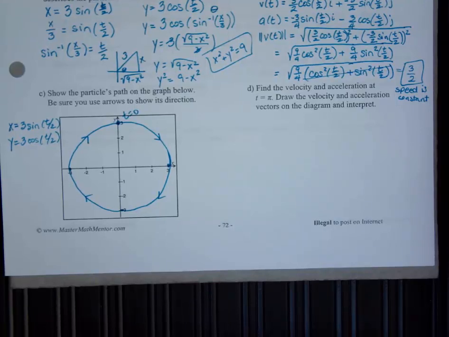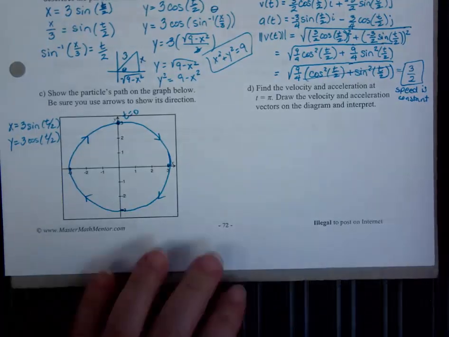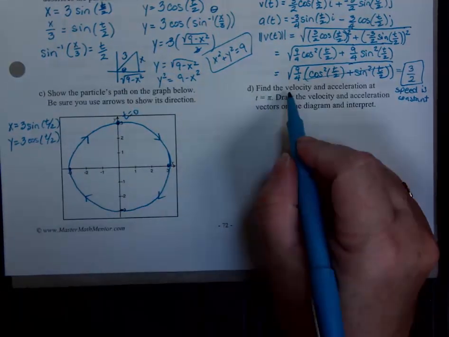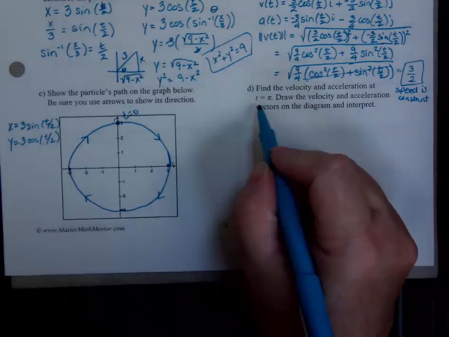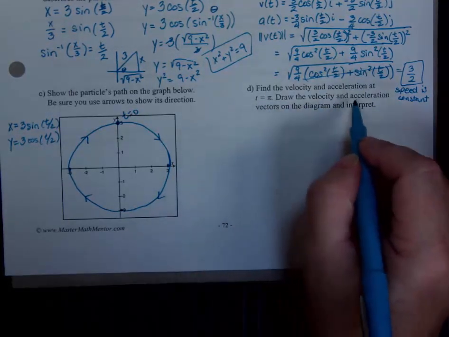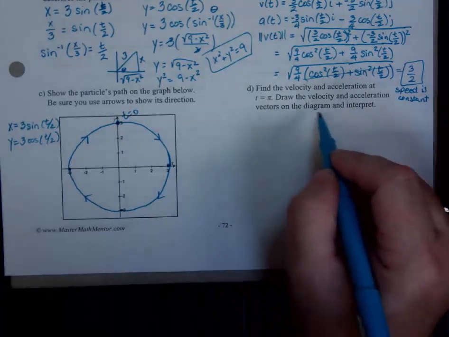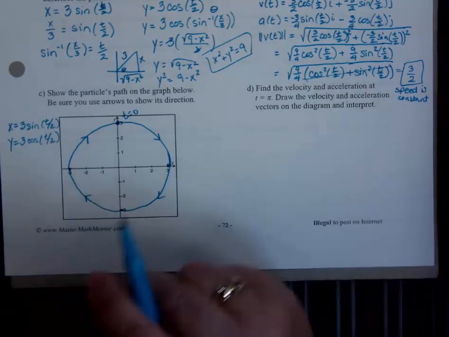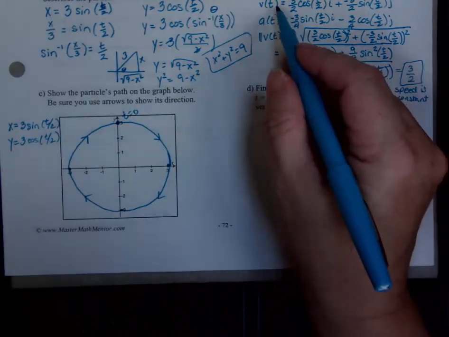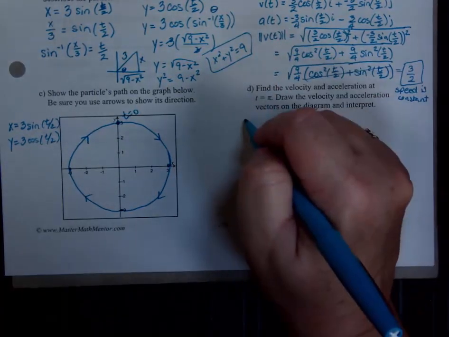Look at letter D. This is a very common AP question. Letter D is: find the velocity and acceleration at t equals pi. Draw the velocity and acceleration vectors on the diagram and interpret them. Okay? So, we have our two equations already up here. So we want to know what v of pi is.